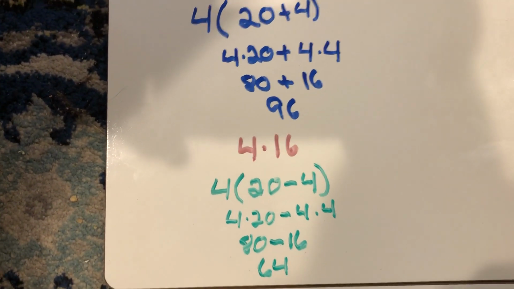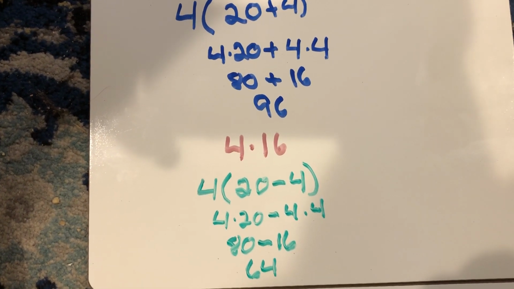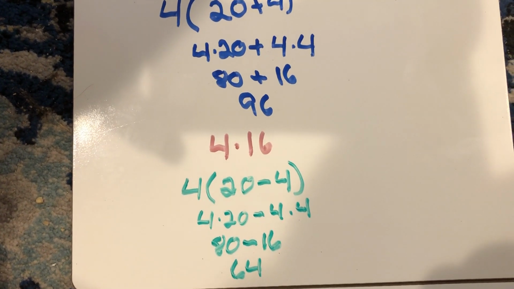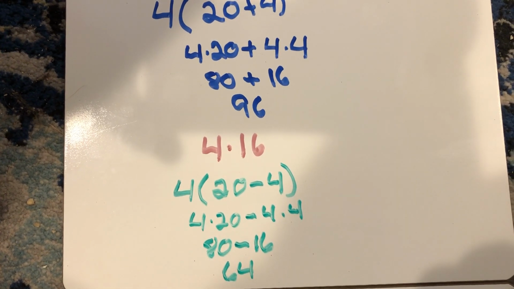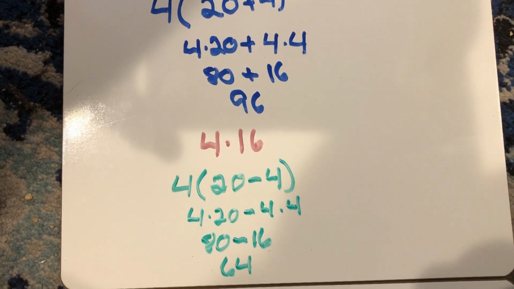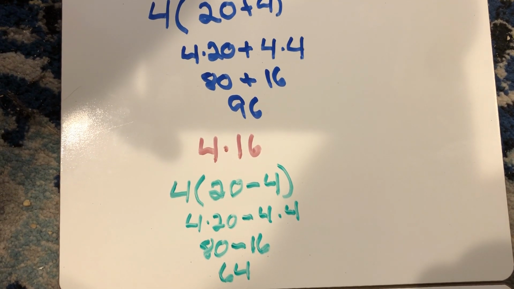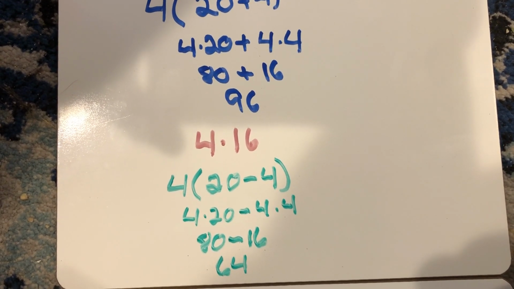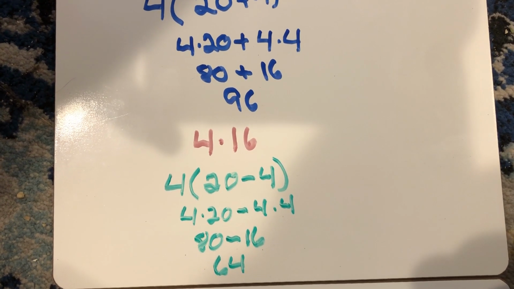This time it's similar. I'm doing 4 times 16, which instead of 20 plus 4 is now 20 minus 4. So I'm going to take the 4, multiply it by the 20, it gives me 80. I'm going to multiply the 4 times the negative 4, or the minus 4, and get negative 16. So this time it's 80 minus 16 gives me 64. So very similar to what we saw with just variables, we do the same thing with numbers.